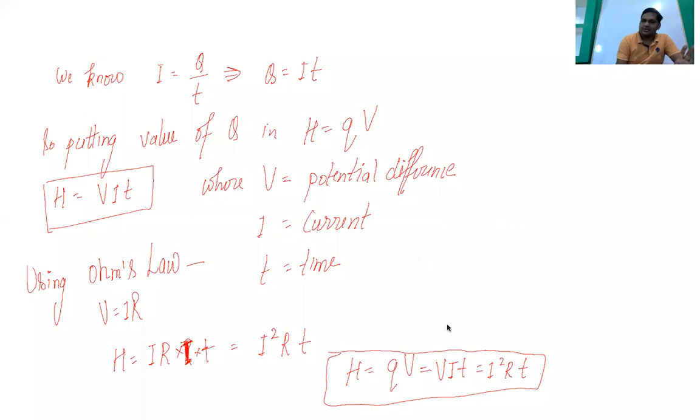The unit of heat, since it is energy, is the joule in SI units. Sometimes it is calculated in the CGS unit, that is the calorie.